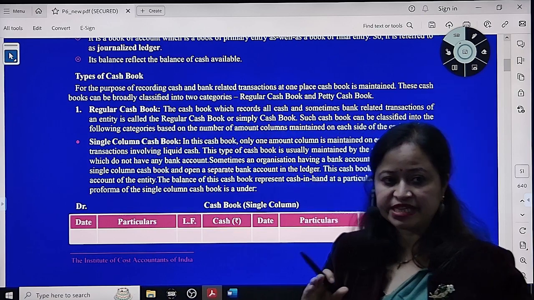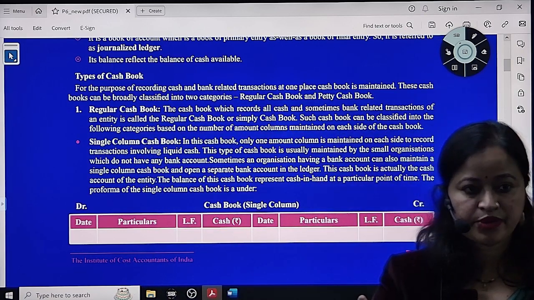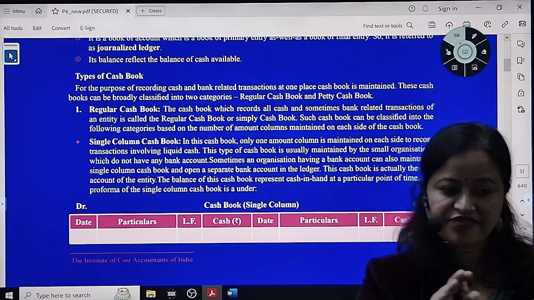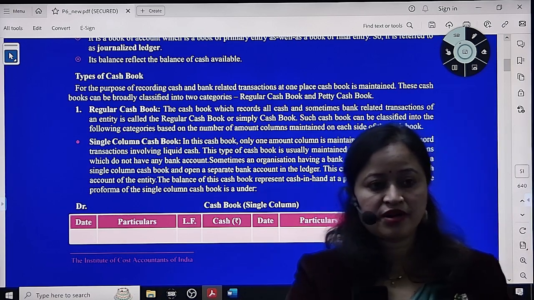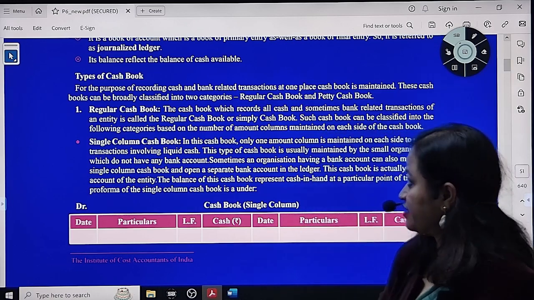So whatever will be the balance, that will be cash in hand. If it's a single column cash book, cash in hand only. If it's a double column cash book, with both cash column and bank column, then it is cash in hand as well as cash at bank.